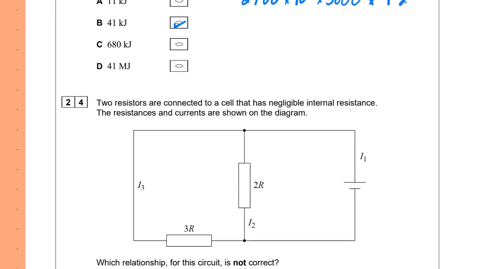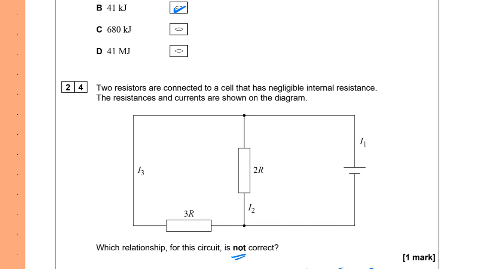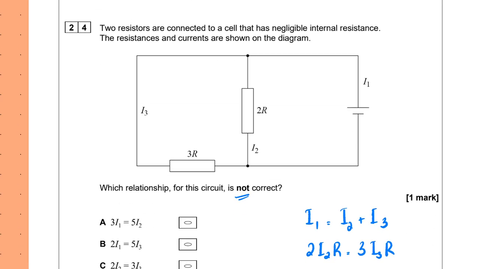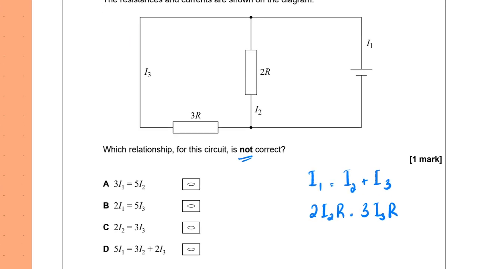Next, two resistors are connected to a cell that has negligible internal resistance. The resistances and currents are shown on the diagram. Which relationship is not correct? So I can come up with a few relationships of my own. Firstly, I can see that I1 would equal I2 plus I3, right? So this is basically that idea that in parallel circuits the current splits up. This is what's entering, so this is what's leaving, and their sums must be the same. So I say I1 equals I2 plus I3.